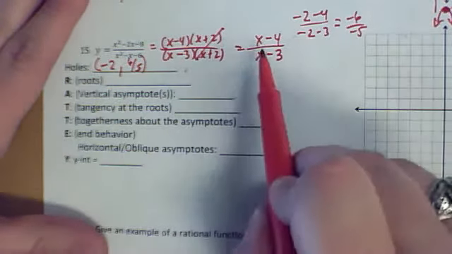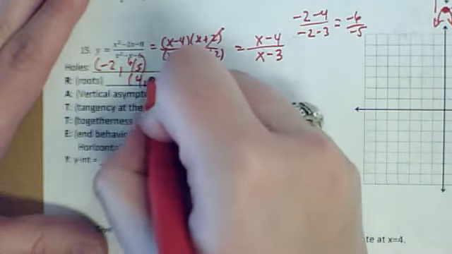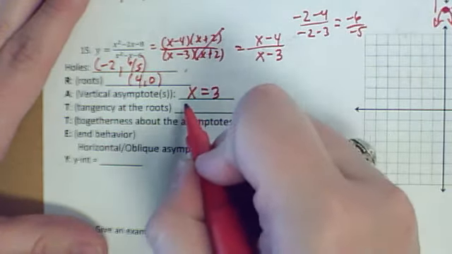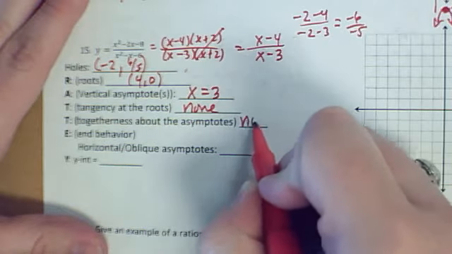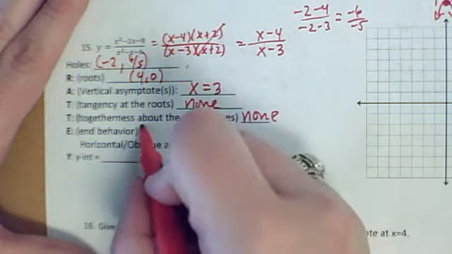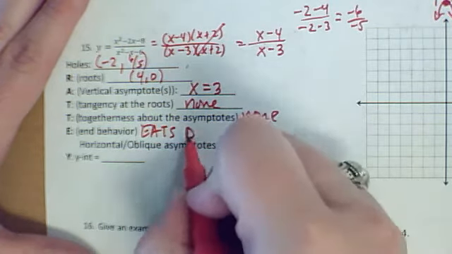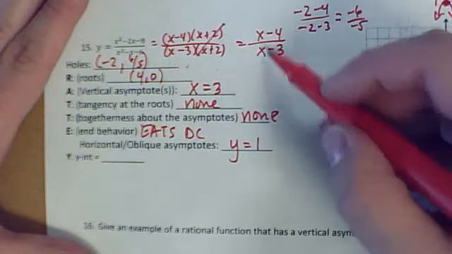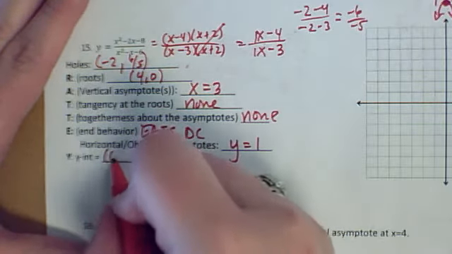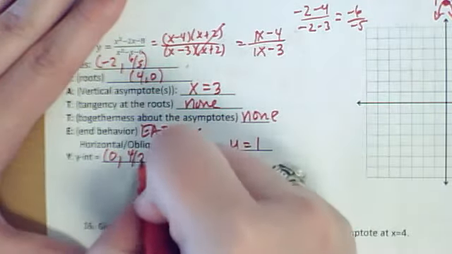Alright, now for everything else I'm looking at just this piece. So my root is at 4. Vertical asymptote is at 3. No tangency or togetherness, because neither of those factors are squared. EBDC, because they both have x's, so y equals 1, because those coefficients are 1 and 1. Y-intercept: if I plug in 0 for those x's, I get 4/3.